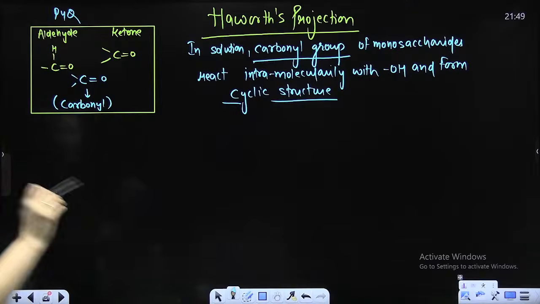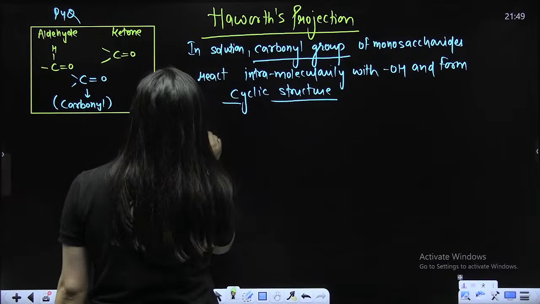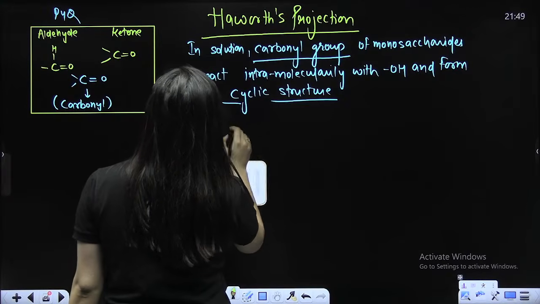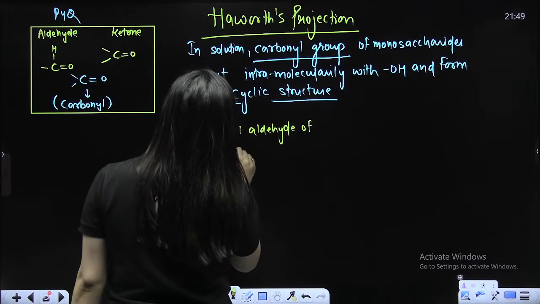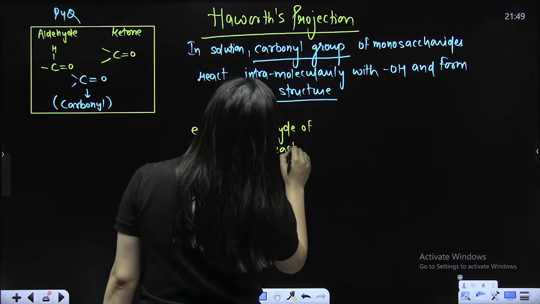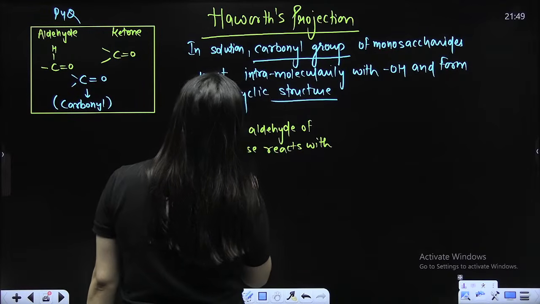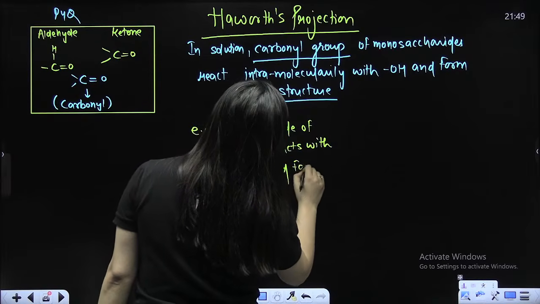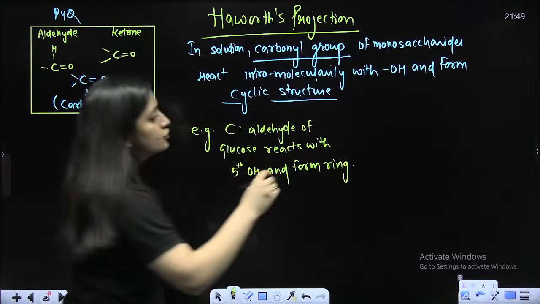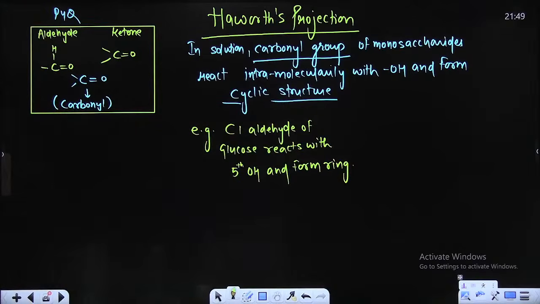I'll give you just one example. The C1 aldehyde of glucose reacts with the fifth OH and forms a ring. That's how in solution they react and form the ring-like structure. That ring is going to be the pyranose ring. There are two rings that we have to learn here.